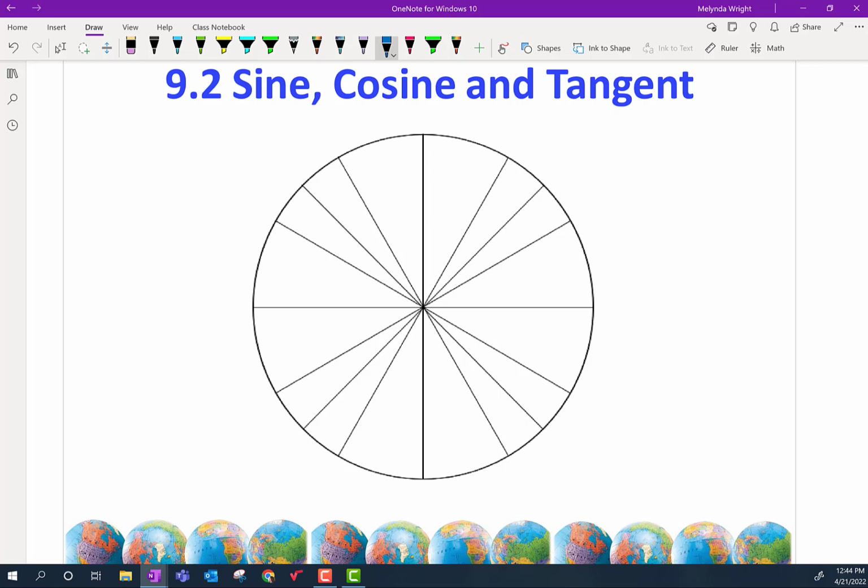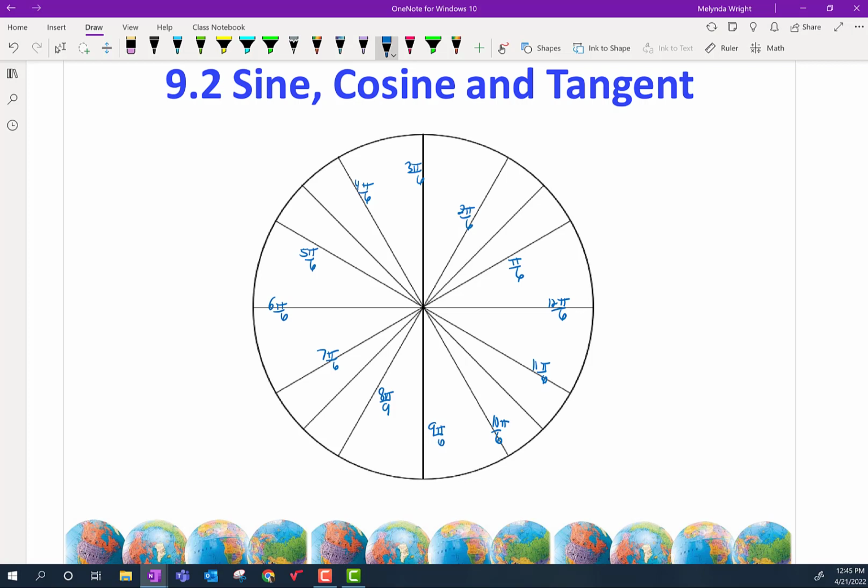So let's count the 30, 60, 90. Basically, these values come from 30, 60, 90 right triangles. So let's count those radian measures first. So this would be 1 pi over 6, 2 pi over 6, 3 pi over 6, 4 pi over 6, 5 pi over 6, 6 pi over 6, 7 pi over 6, 8 pi over 6, 9 pi over 6, 10 pi over 6, 11 pi over 6, and 12 pi over 6.